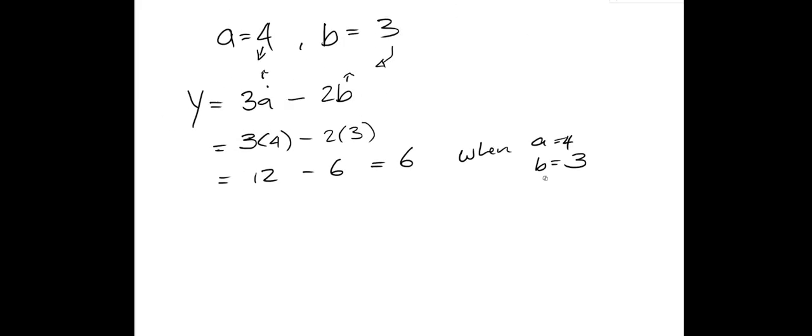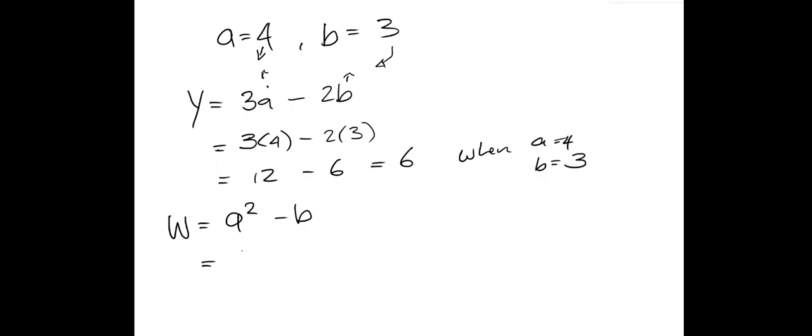Let's use another one. Actually, let's use the same numbers. Let's say w is a squared minus b. Okay, well, we can do that. We have an a, we're just going to substitute in this 4 where we have the a, and where we have the b, we're going to substitute in the 3. And we're going to rewrite that.